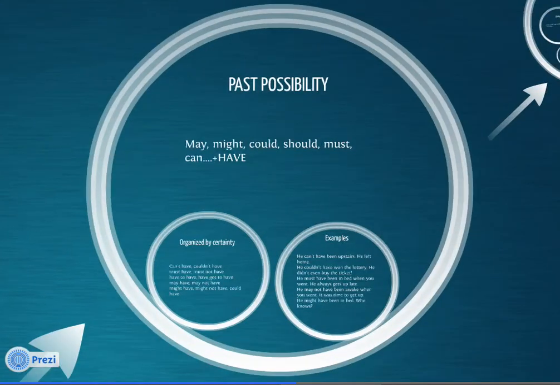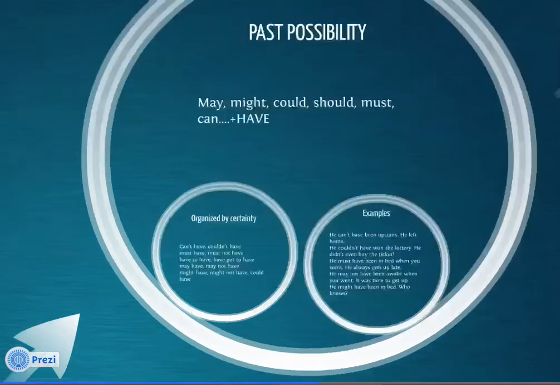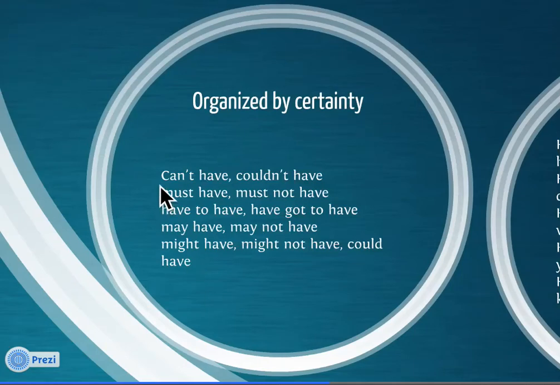Let's talk about the past possibility. As you can see, it's the same thing. All we have to add is have. And again, let's organize it by certainty. Can't have, couldn't have, must have, must not have. That's very certain. Have to have or have got to have. These two are very similar in certainty. And then medium: may have or may not have. And finally, you're not really very sure: might have or might not have or could have.